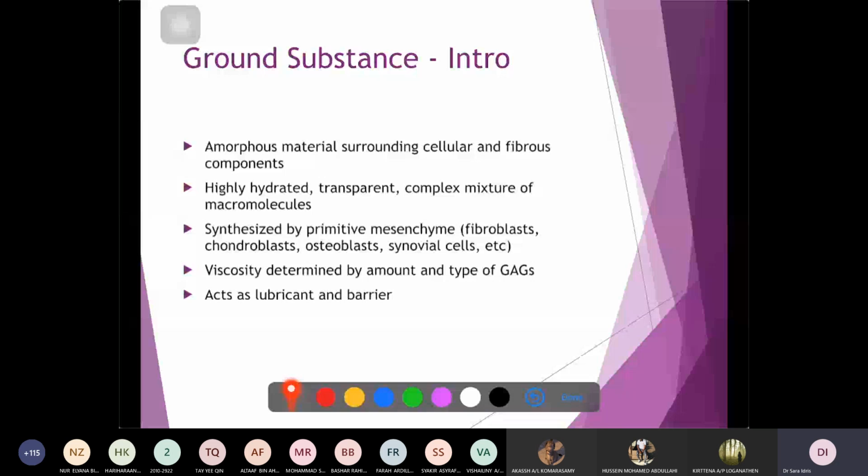The material can be quite viscous, or it can be very loose, depending on the amount and type of glycosaminoglycans that you find in the ground substance. And what it does is it acts as a lubricant or a barrier. How it acts as a barrier is if you have a very thick, very viscous ground substance, then it's very difficult for foreign substances to penetrate through.